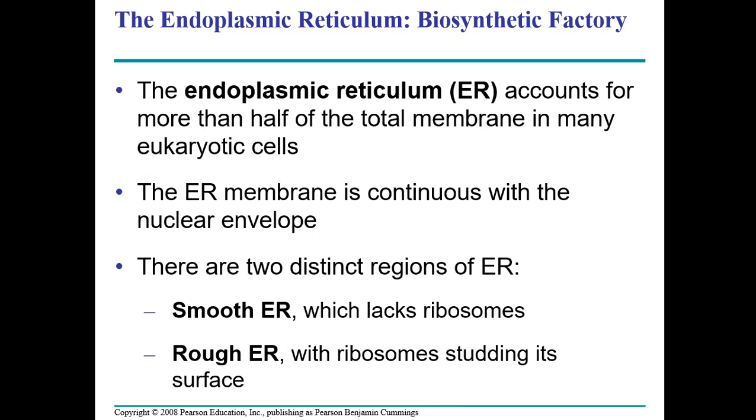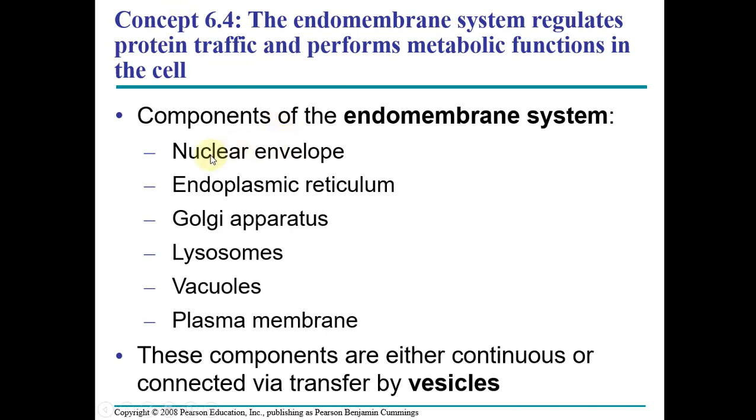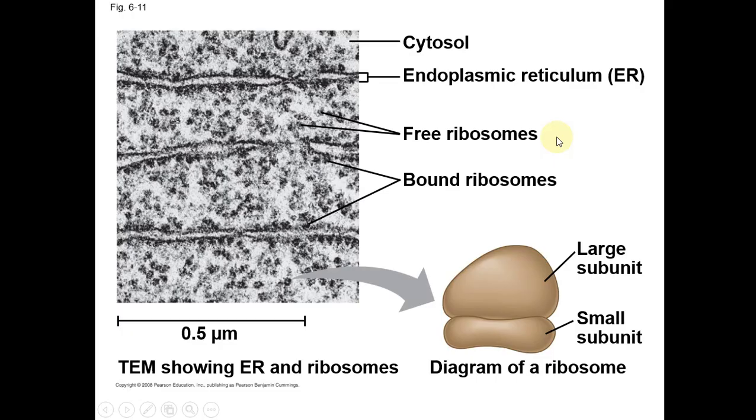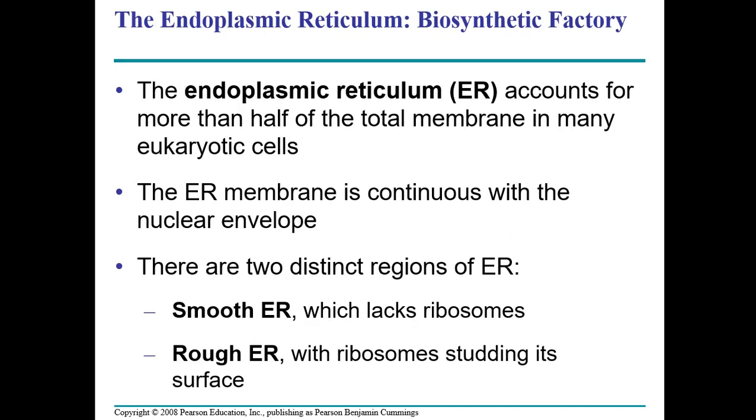Okay, so ER is continuous, meaning magka-diretso lang siya with the nuclear envelope. So, sabi nga kanina, nuclear envelope has a continuous connection to the ER or endoplasmic reticulum. Looking at the illustration, you will see magkatabi lang, 'di ba, yung nuclear envelope, naka-attach yung ER, right? So, it's continuous. Hindi niya na kailangan ng vesicles. There are two distinct regions of ER.